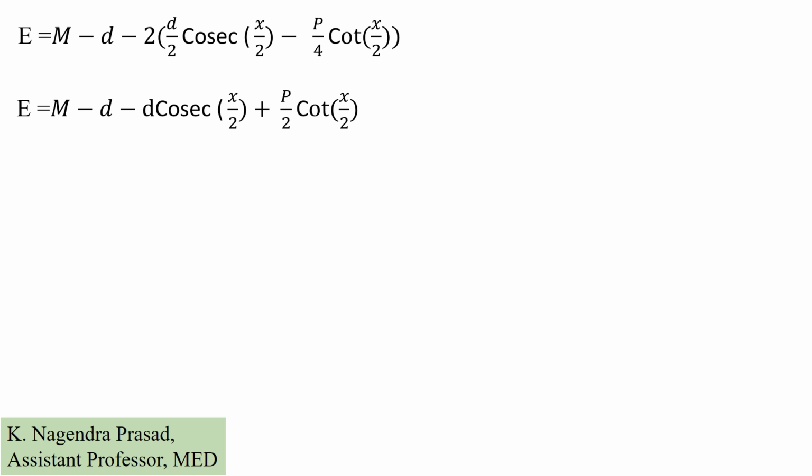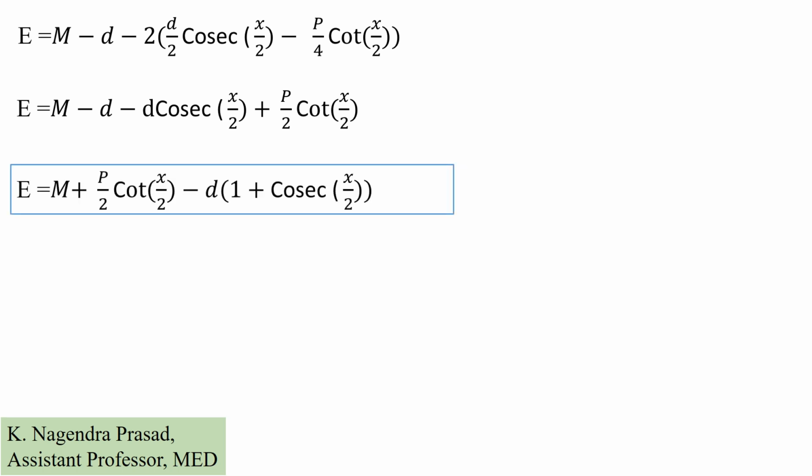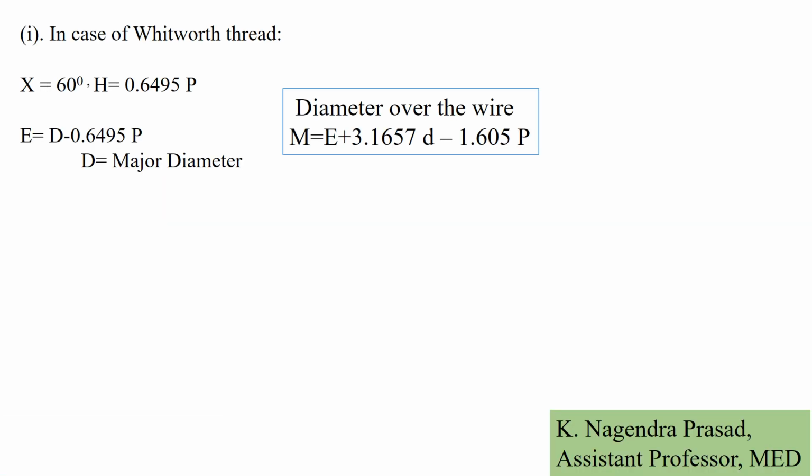Here we take 2 as common, then E equals M minus D. So the 2 will get cancelled, then D into cosecant of x by 2, and minus of minus will become plus P by 4 into 2, that is P by 2 cot of x by 2. Then you write down this one: E equals M plus P by 2 into cot of x by 2 minus D, taking common, 1 plus cosecant of x by 2.